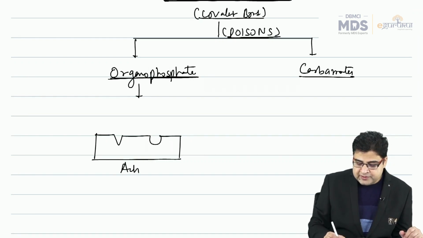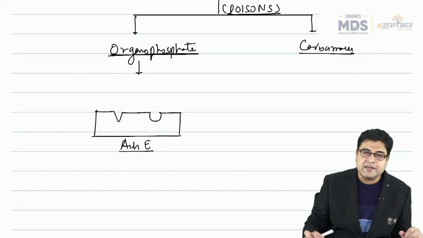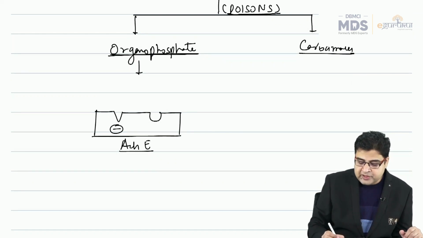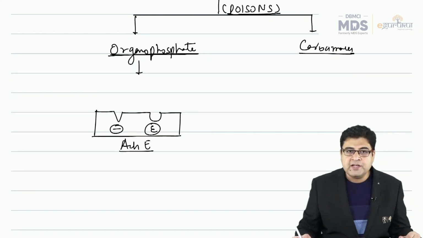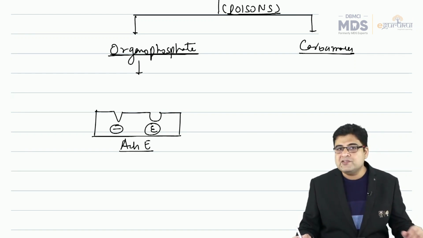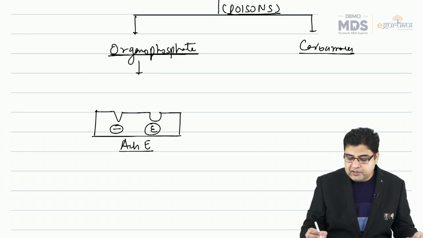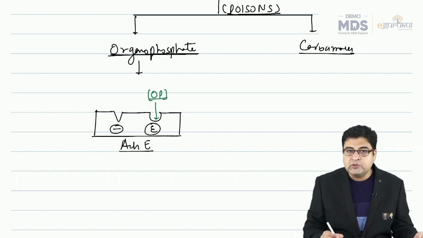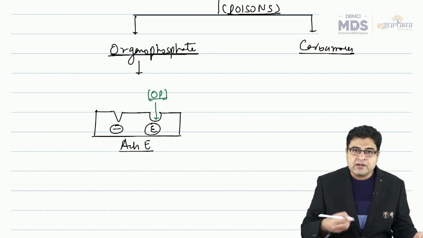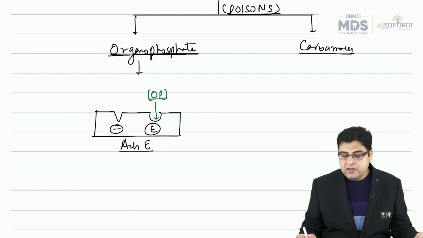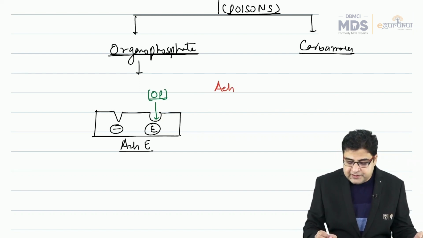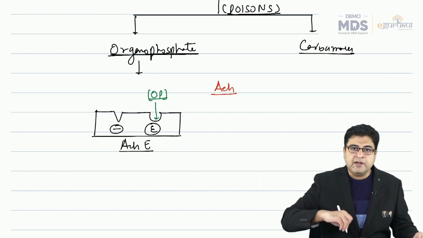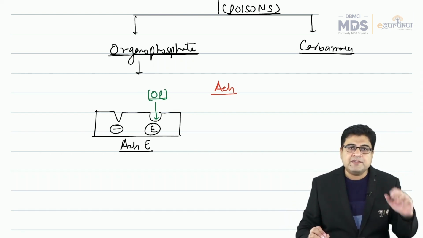So this was our enzyme, acetylcholine esterase. This enzyme has two sites. What are the names of the two sites? One is known as the anionic site, the second is known as the esteric site. If the patient has consumed organophosphates, please remember, organophosphates will come and bind to only the esteric site. The enzyme can recognize acetylcholine.